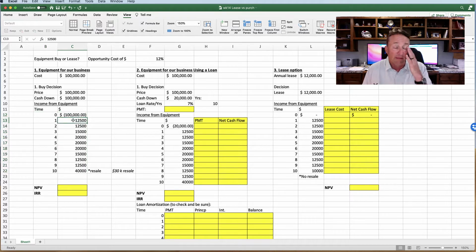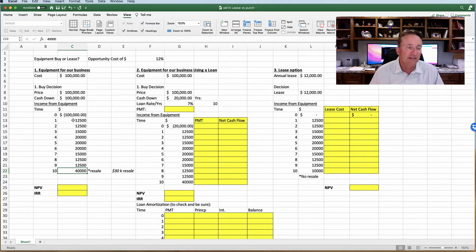So in year 1, we think we can buy this piece of equipment and earn $12,500 in year 1, $12,500 in year 2, $15,000 in year 3, $20,000, $20,000, and then finally we start to have to do some more repairs on this equipment, and so it starts to cost us money to run it. Then at the end of year 10, we resell it for $30,000, so we're still making $10,000 on it in year 10. All right, so that's one option.